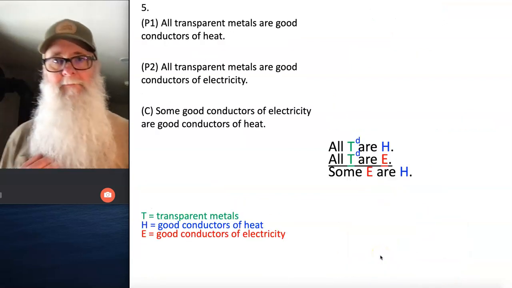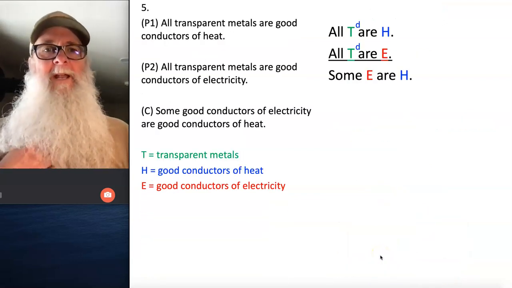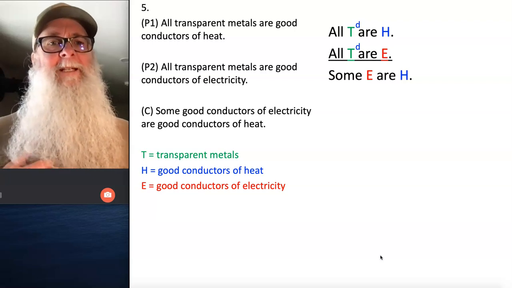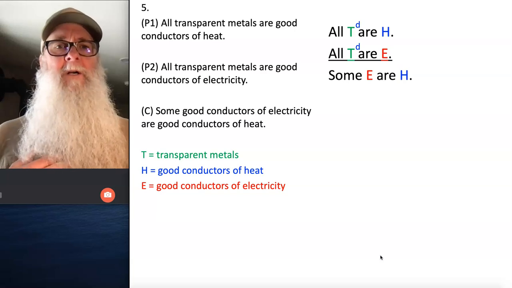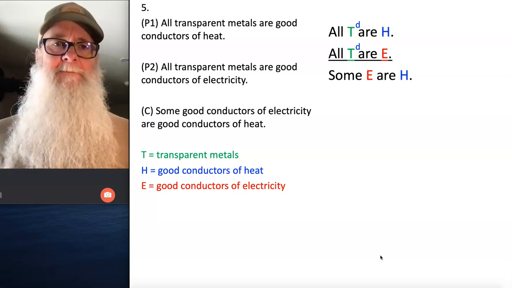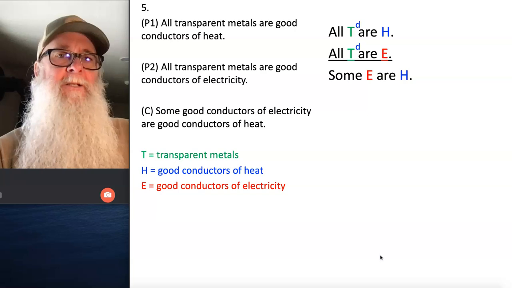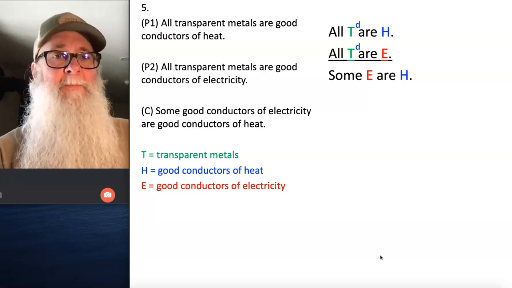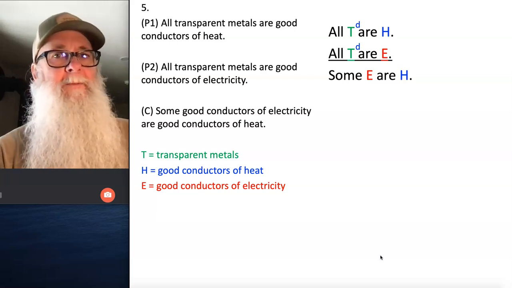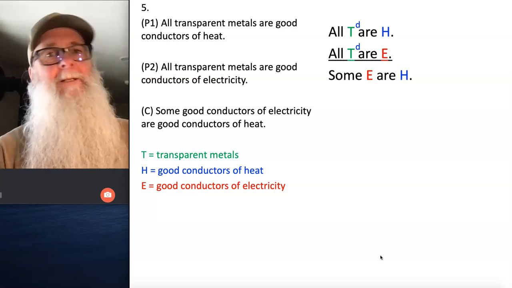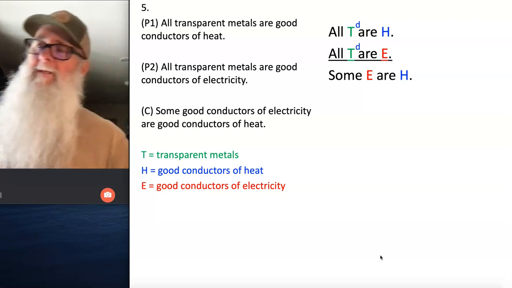Okay, finally, number 5. We want to have an argument that's in the form of AAI figure 3, and we mark our distributed terms as such. We see that T is our middle term, and it's distributed in both premises. So it adheres to rule number 1. Rule number 2 says anything distributed in the conclusion has to be distributed in a premise, but nothing's distributed, so rule number 2 doesn't apply.